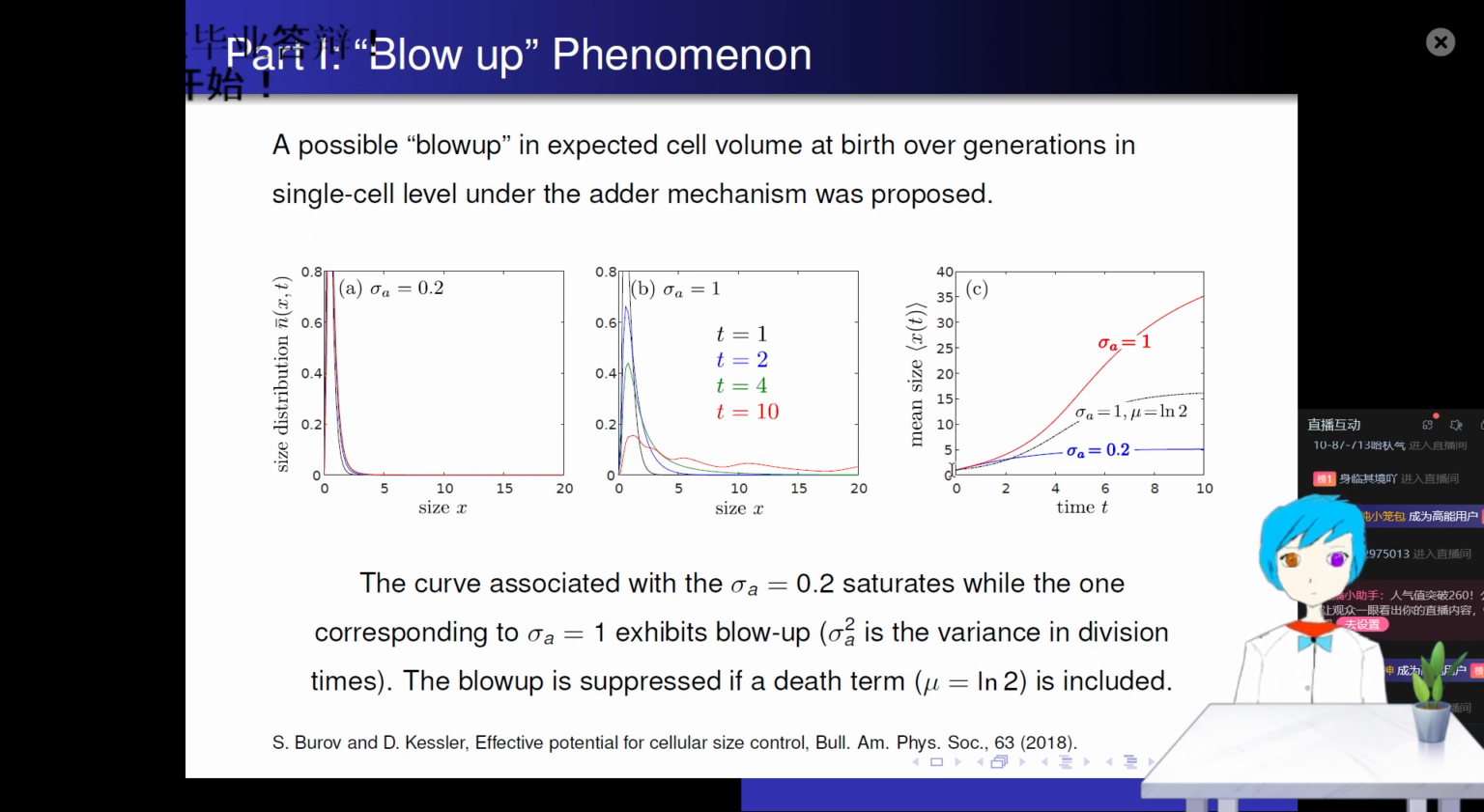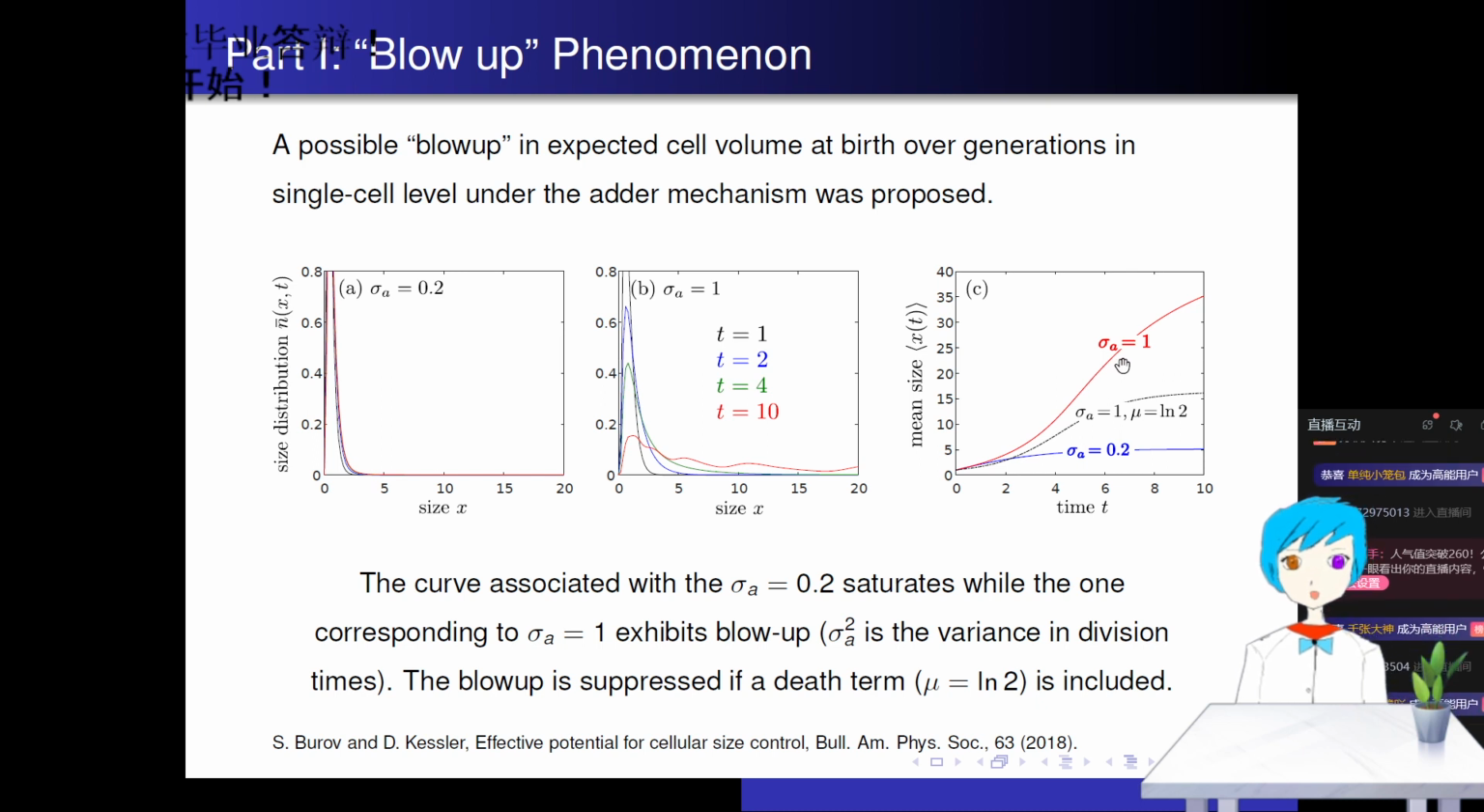With our adder-sizer PDE model, we wish to investigate some of the most recent biological findings and hypotheses. For instance, a possible blow-up phenomenon in expected cell volume at birth over generations at the single cell level under the adder mechanism was proposed, which means that the average volume over generations could be very large over time. We found that in our PDE model, if the noise in the division time is large enough, shown by the red curve, then the average cell volume can be very large. If the noise is small, then the cell size can be effectively controlled.